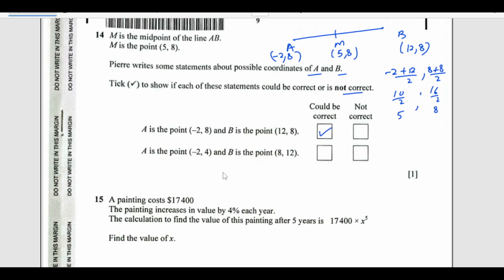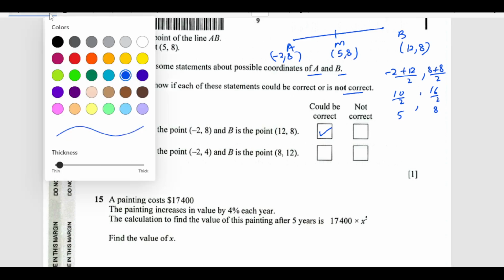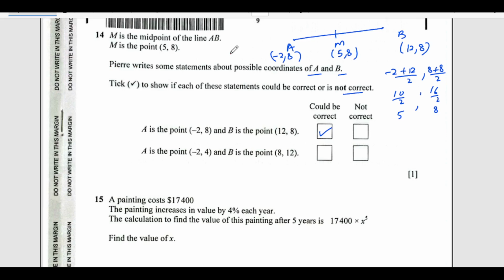The second one is we have here if A is point -2. Now he is given another point. I can change the color so that you can see carefully. So if he said A is -2, 4, and B is 8 and 12, then what will be the midpoint? So midpoint is -2 plus 8 over 2, then 4 plus 12 over 2. So this is 16 over 2, it's 8, but this is 8 minus 2, it's 6 over 2. So this is 3 and 8. So this is not correct, because the midpoint is 5 and 8.